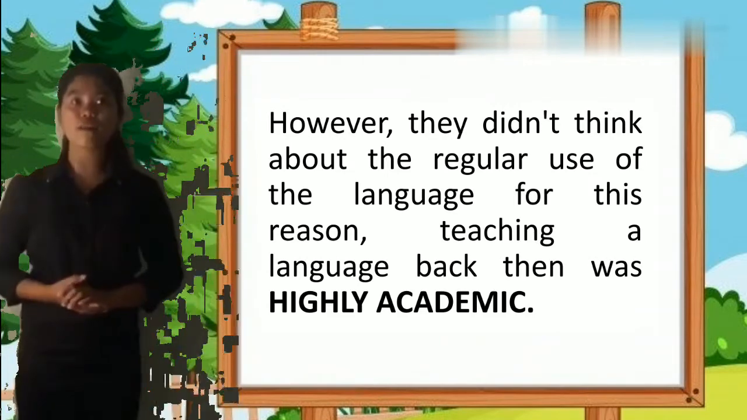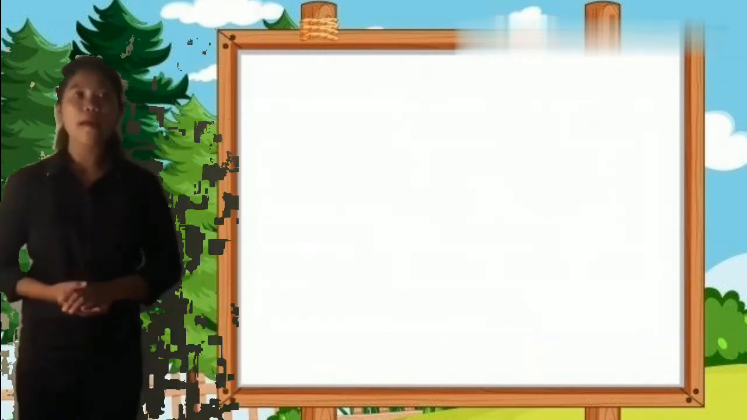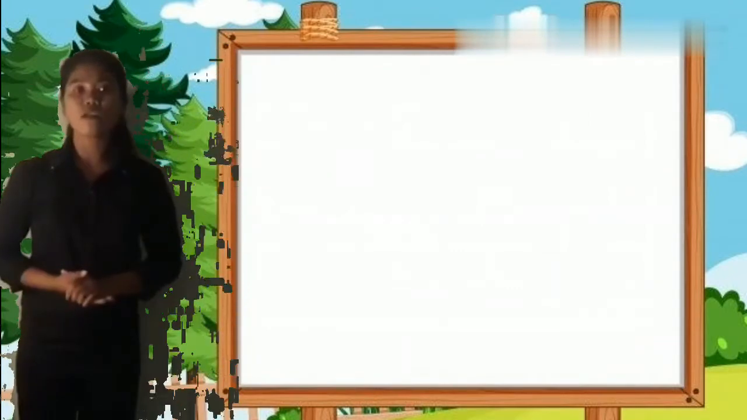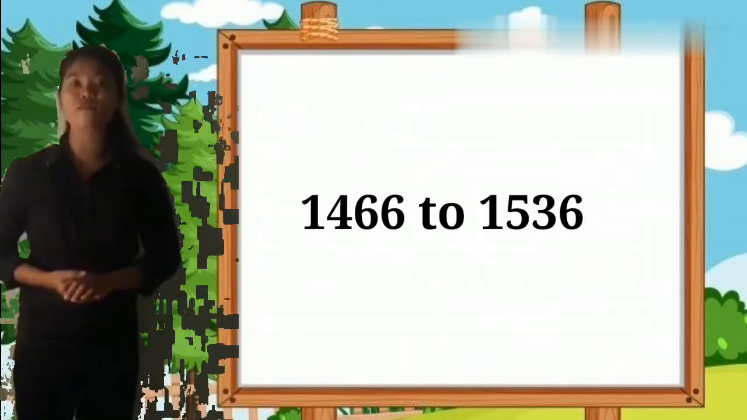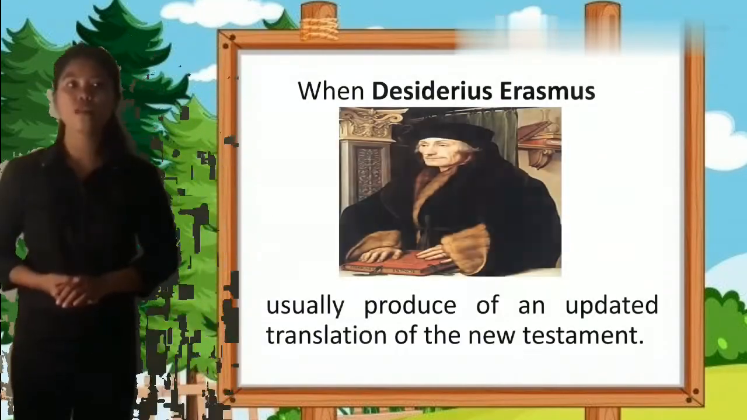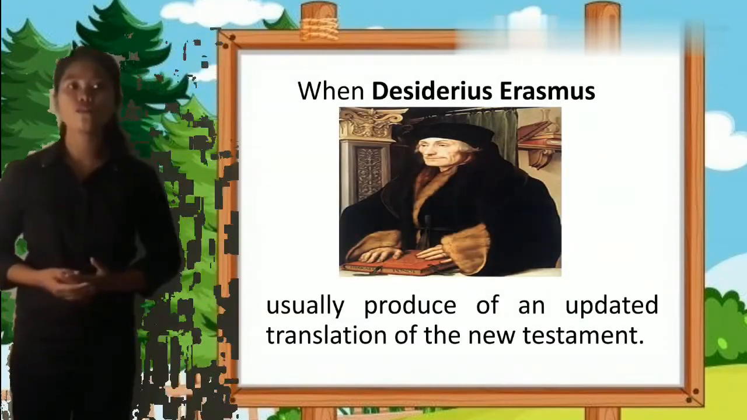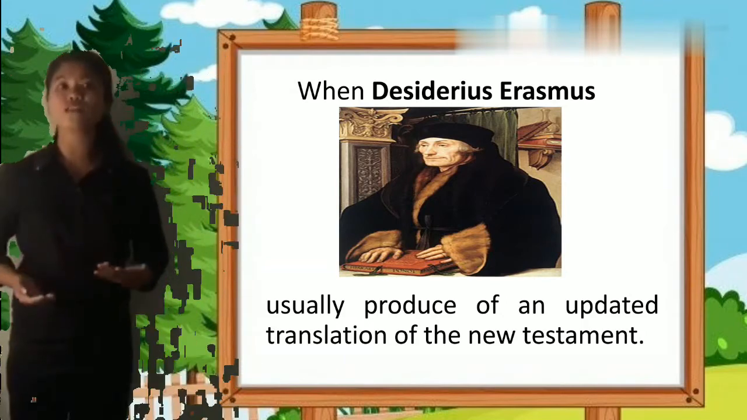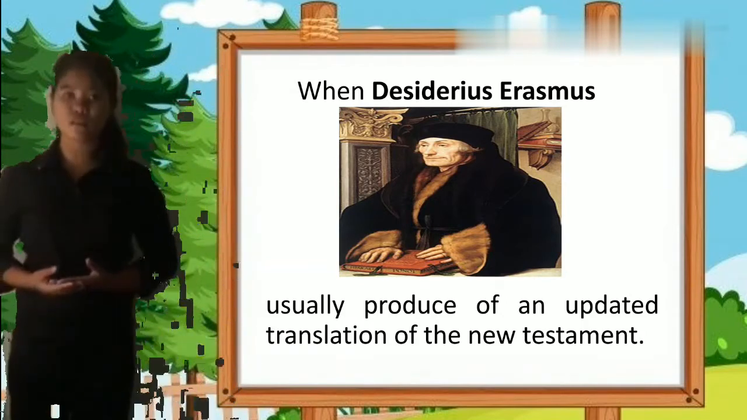Teaching language back then was highly academic, but actually, the origin can be traced way back 1466 to 1536, when Desiderius Erasmus usually produced an updated translation of the New Testament. Now you know already the origin of grammar translation method. I will give you the floor to Teacher Hannah to discuss furthermore.